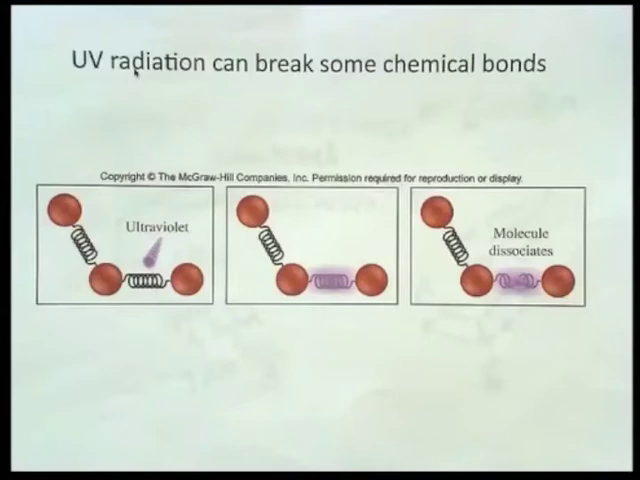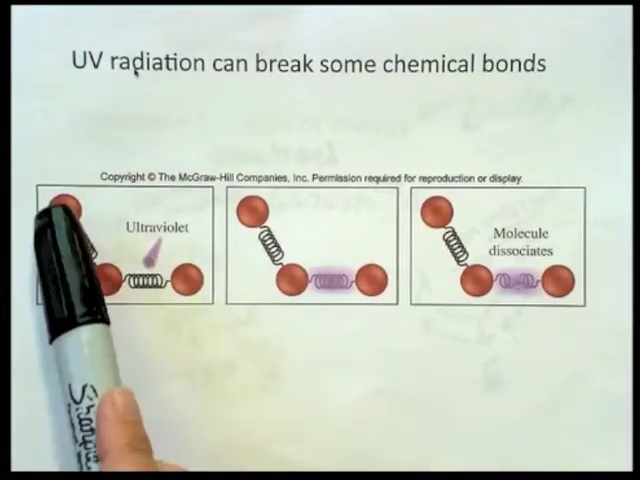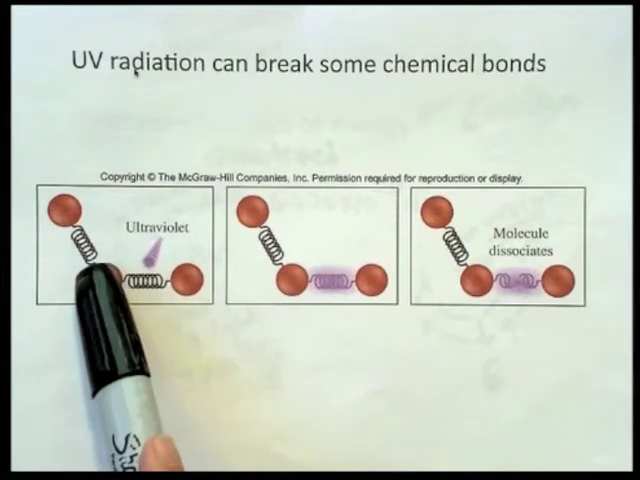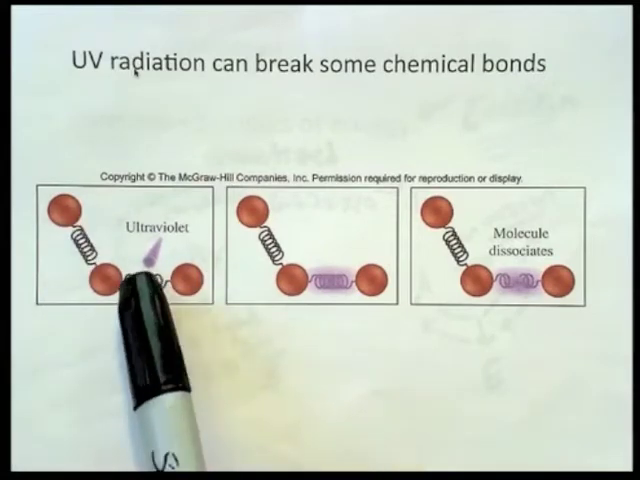So UV radiation can break some chemical bonds. What chemical bonds it can break depends on the strength of the bond. Basically, what happens, if you just look at this picture, is a model of a molecule that has 3 atoms in it, and the bond between the atoms in the molecule is modeled with a spring.